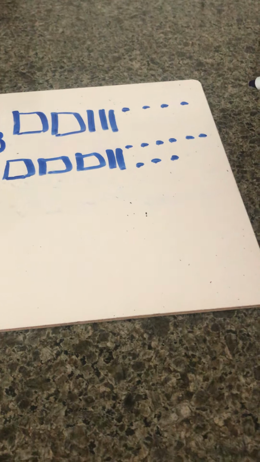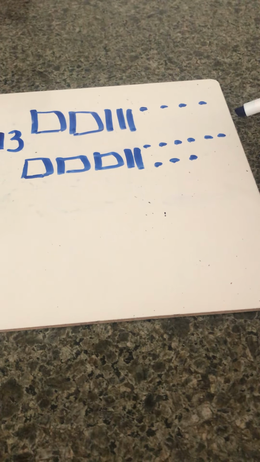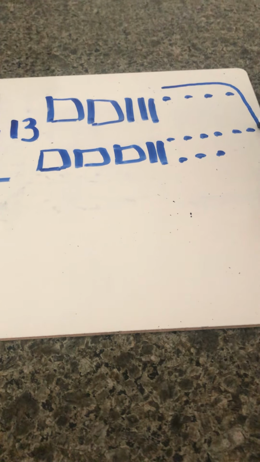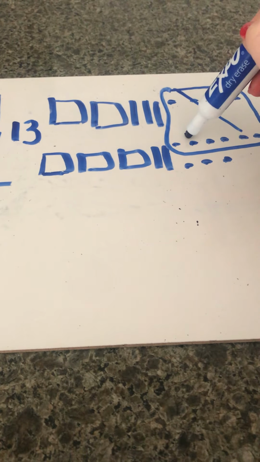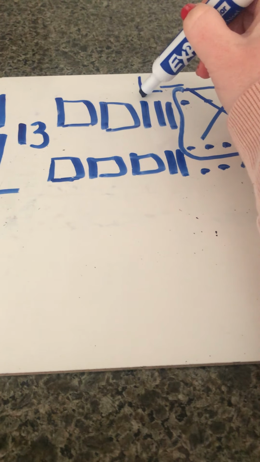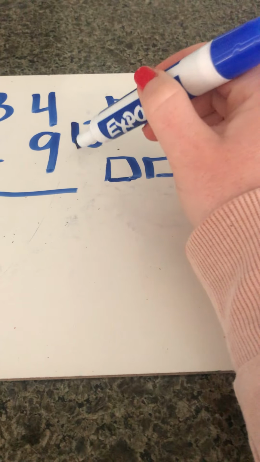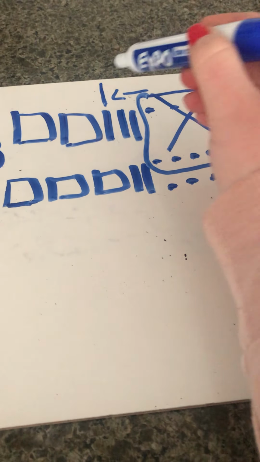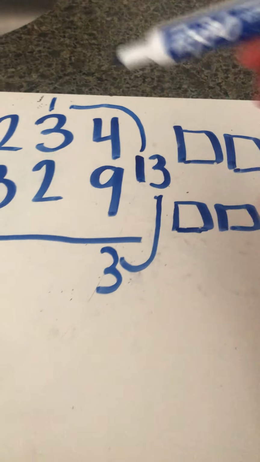Let's come over and look at our model. I have 13 ones over here. Am I able to make a 10? I am. So I'm going to circle 10 ones and I'm going to cross them out because they aren't ones anymore. They're going to come over and turn into a 10. So I still have 3 ones in my ones place. So I'm going to bring my 3 ones down, and just how I took my 10 over, I'm going to take my 10 over and put it in the tens place where it belongs.